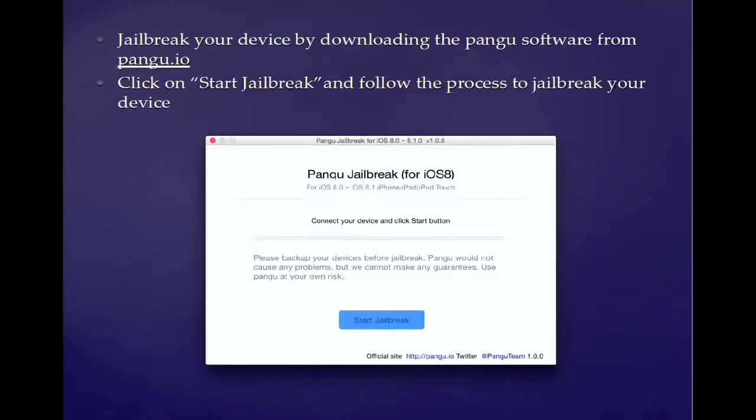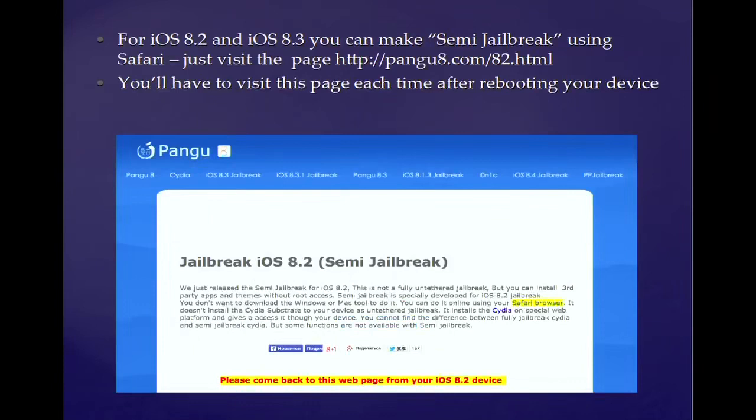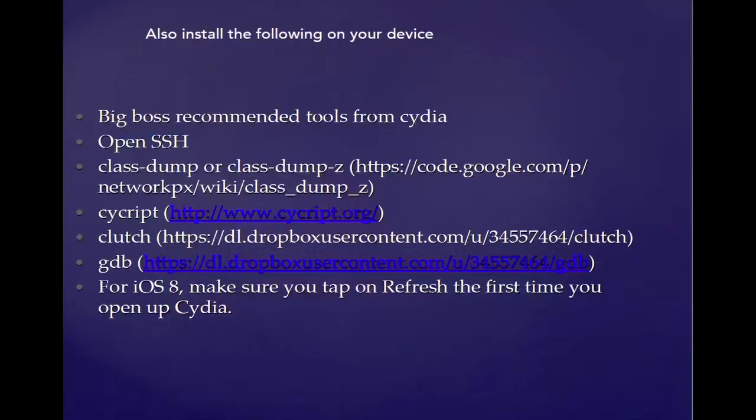So how do you jailbreak a device? There are free sites for jailbreaking a device. If you're running up to iOS 8.1, I would recommend using pangu.io. It's really very simple. You get a screen like this, you connect your device to the computer, and you just click on start jailbreak. That's it, and it will jailbreak the device. Now for iOS 8.2 and 8.3, there are semi-jailbreaks available on the website Pangu 8. Once you're done jailbreaking your device, you need to install all these tools.